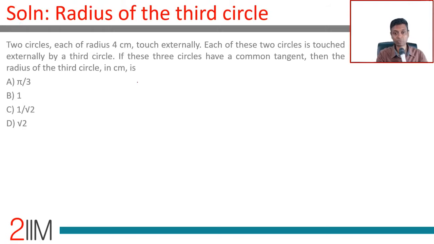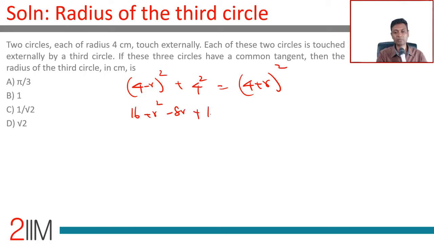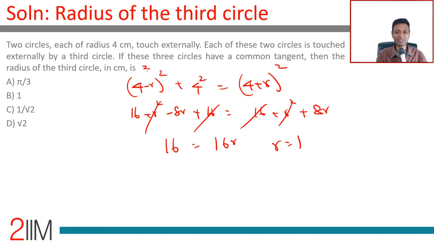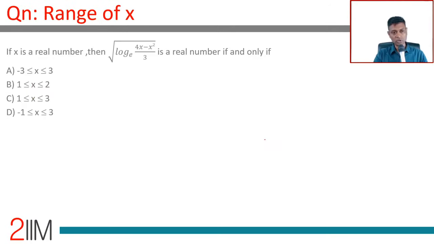So I'm going to simplify that. 4 minus R whole square plus 4 square equals 4 plus R whole square. 16 plus R square minus 8R plus 16 equals 16 plus R square plus 8R. 16 gets cancelled. R square gets cancelled. 16 equals 16R, or R equals 1. We have a famous 3, 4, 5 triangle. 3 square plus 4 square is 5 square. Radius is 1.